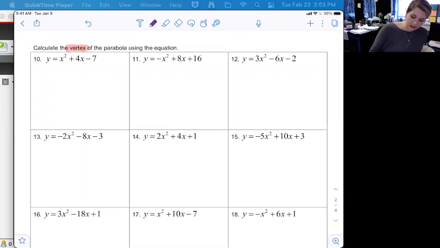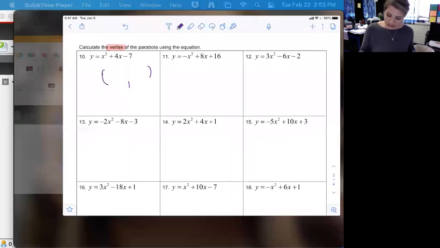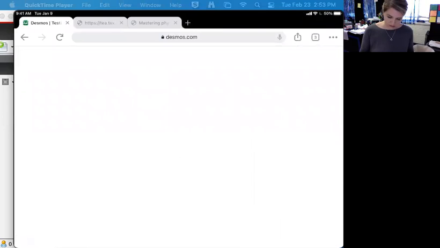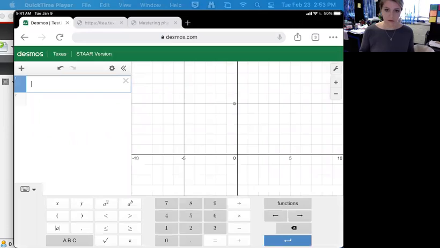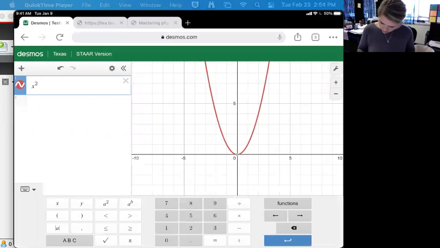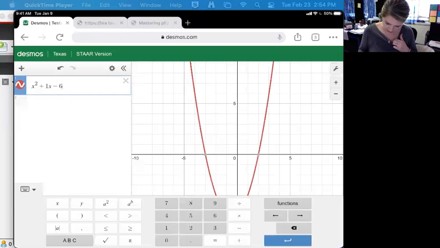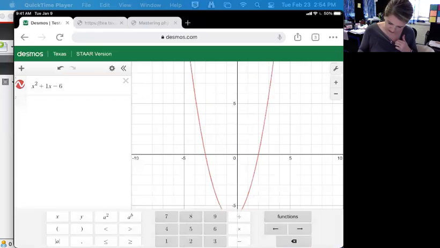When you do your vertex, you're going to label your points like this, and you're going to use your Desmos calculator to do it. So when I come over to my Desmos calculator, wait for it. Okay, let me plug one in. Here we go. I'll plug this one in: x squared plus 11x minus 6. Okay. Here we go. I plugged it in.